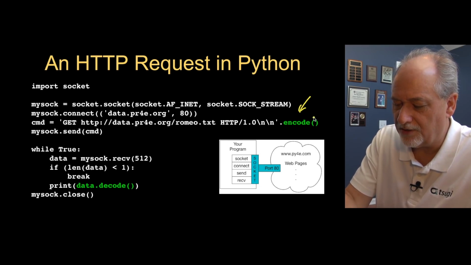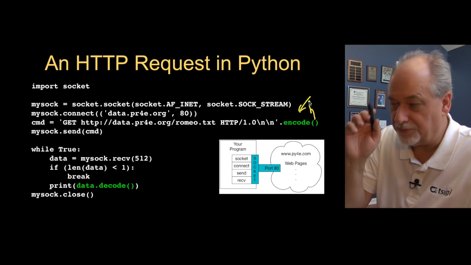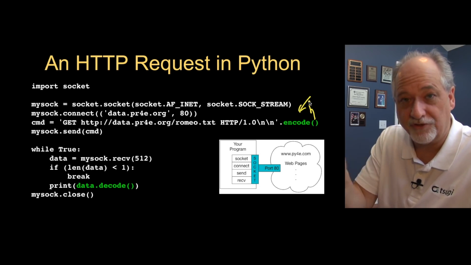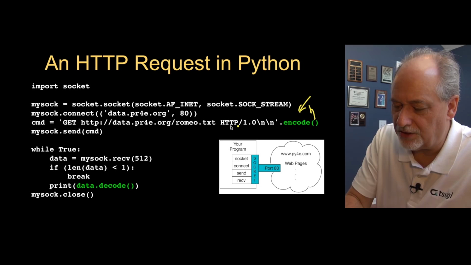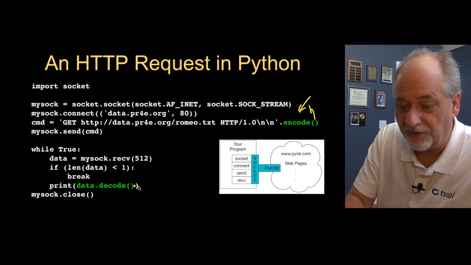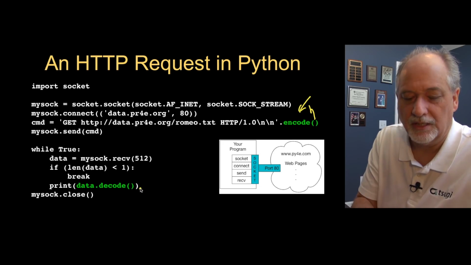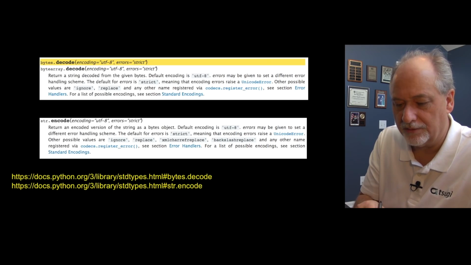There's actually a parameter here that you could use to do it differently than UTF-8, but no one ever does. You might have to for certain situations, but that says that we're going to encode this into UTF-8 before we send it, and then when we get something back, before we print it, we're going to decode it. And that's how this ends up working out.